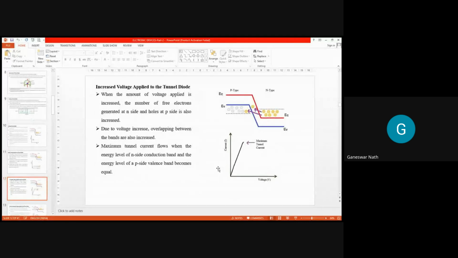Now you can see when I gradually increase the voltage, more and more electrons will be transferred from the N type to P type, so the tunnel current will be more. Is it clear?